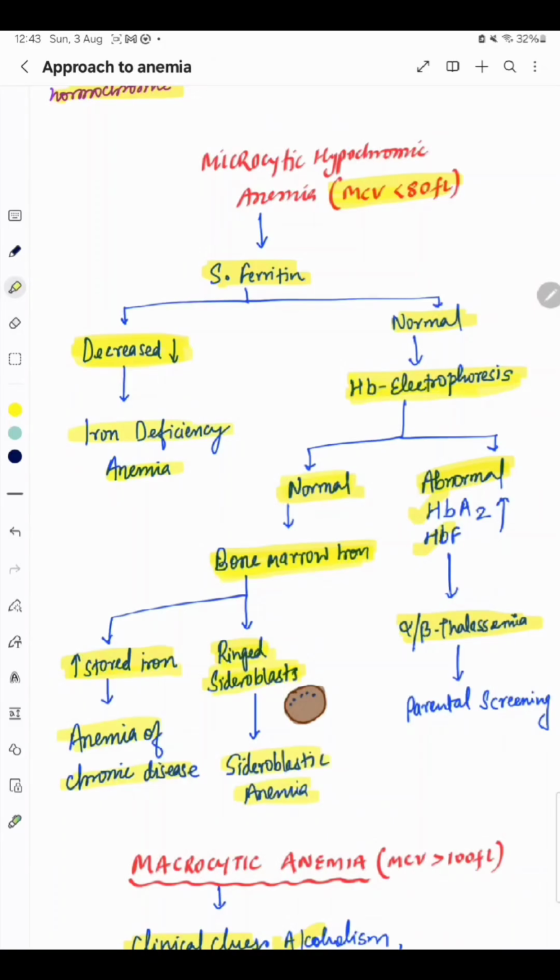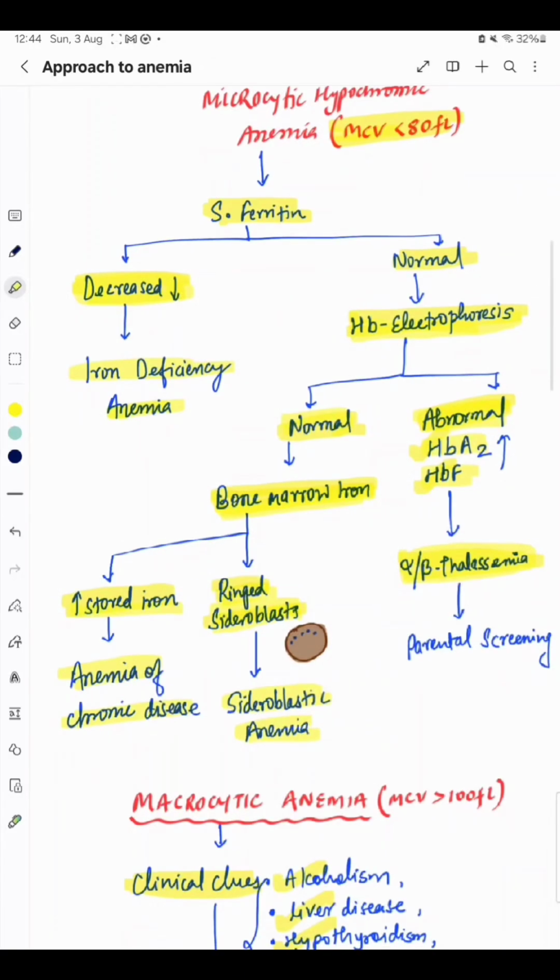If the HB electrophoresis is abnormal, showing increased HbA2 or HbF, normal HbA2 level is less than 3.5% in HB electrophoresis. If it is more than 3.5%, or more accurately we say, if it is more than 4%, then this might be indicative of alpha or beta thalassemia. In case of thalassemia, we ask for parental screening and molecular test for confirmation of the diagnosis.